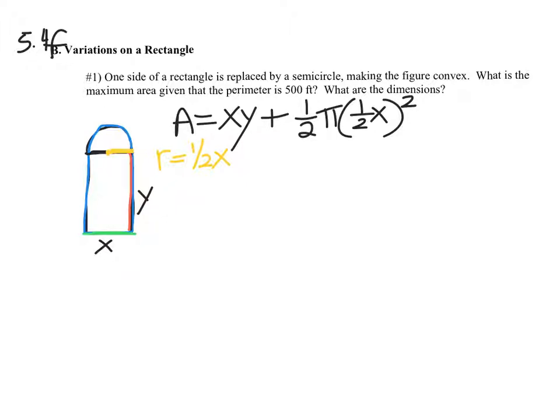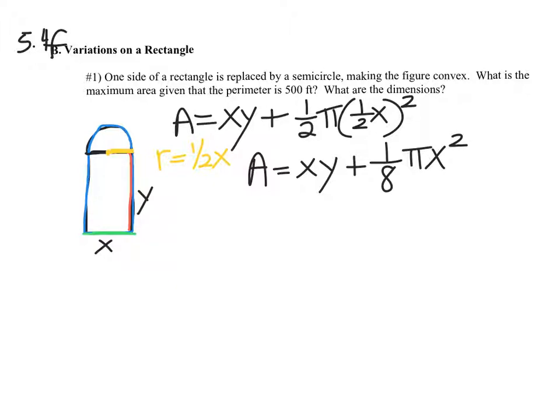All right, so let's fix this up a little bit. Area equals xy plus, you have to square the 1/2 and the x, so you get 1/4 times 1/2, so you get 1/8 pi x squared. Did I lose anybody out in the mathematics? You square 1, which is 1, you square 2, which is 4. And then you multiply 1/4 times 1/2. All right, that's our area.